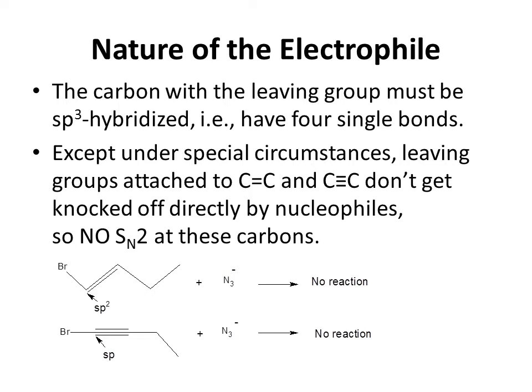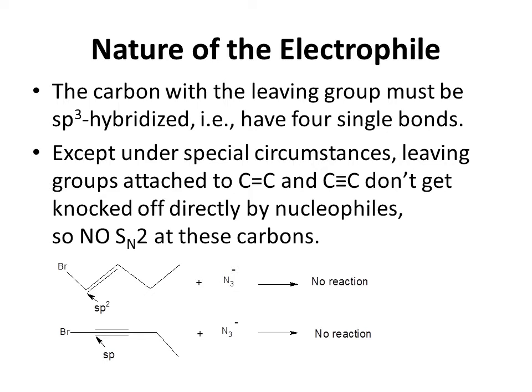So if you look at the examples below, the carbon-bromine bond has an sp2 hybridized carbon, so azide is not able to perform an SN2 reaction. And in the example below that, the carbon-bromine bond has an sp hybridized carbon, so again, there is no reaction with azide. The reason for this is that the higher S character in the sp2 and sp hybridized carbons causes the carbon-bromine bond to be shorter and stronger.